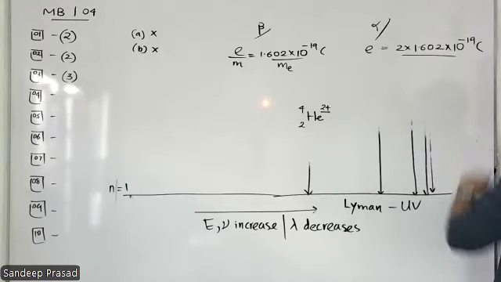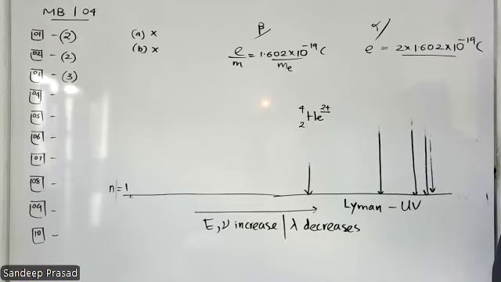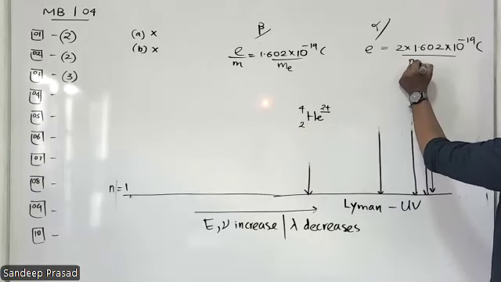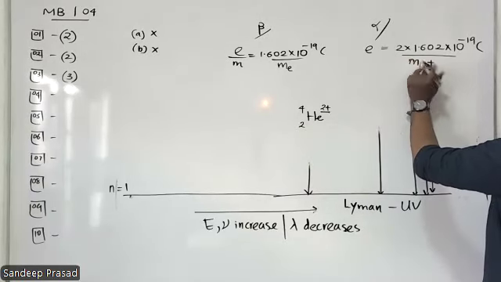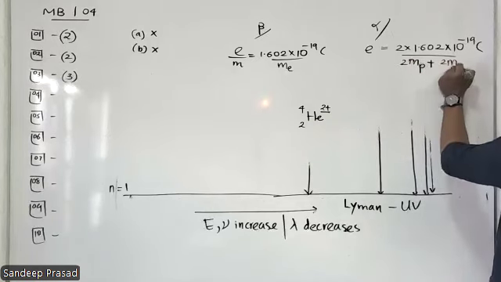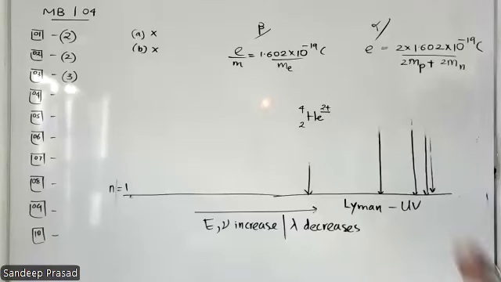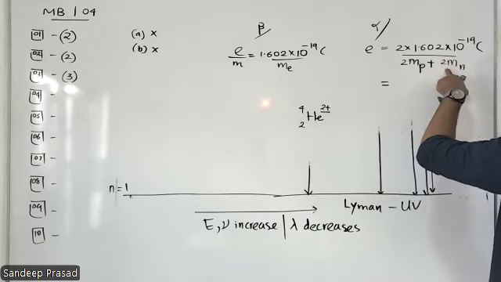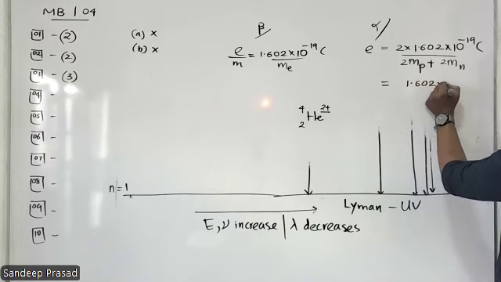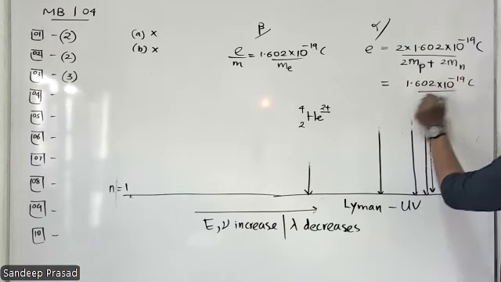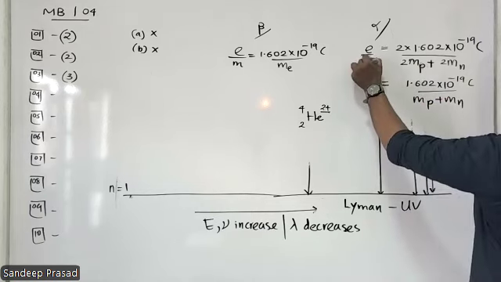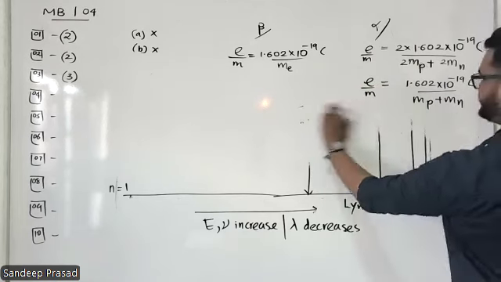What is the mass? What do you think about the mass? Students, mass is actually, there are 2 protons and there are 2 neutrons. So therefore, we can consider 2mp and 2mn in this way. So 2 is a common factor, I can cancel it off. Then 1.602 × 10^-19 coulomb divided by mass of a proton plus mass of a neutron. So this is the E over M ratio for the alpha particle.